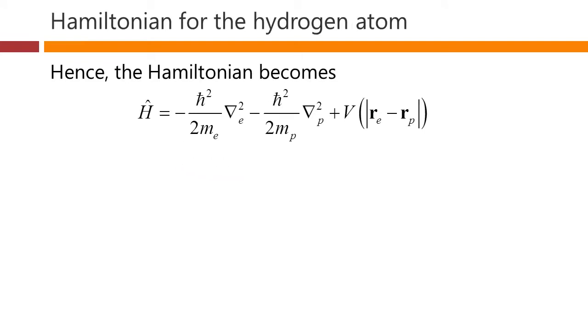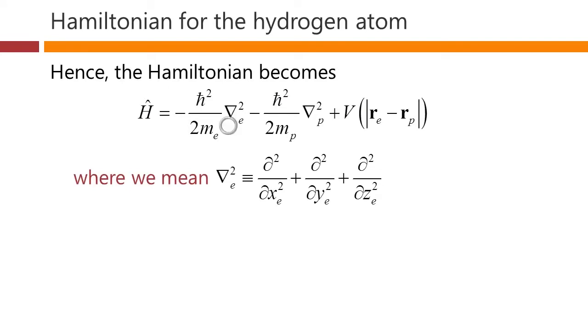This is the kinetic energy operator for the electron. This is the one for the proton. And we have some potential energy that depends on the separation of the electron and the proton. So these here are the position vectors for the electron and the proton, and this modulus here of the difference between these position vectors is just the distance between the electron coordinates and the proton coordinates. And for an electrostatic potential in ordinary free space, that potential only depends on the magnitude of the separation of the two particles.